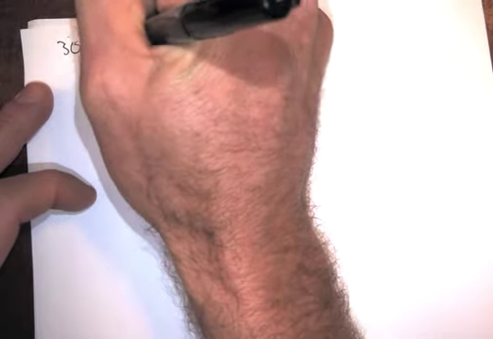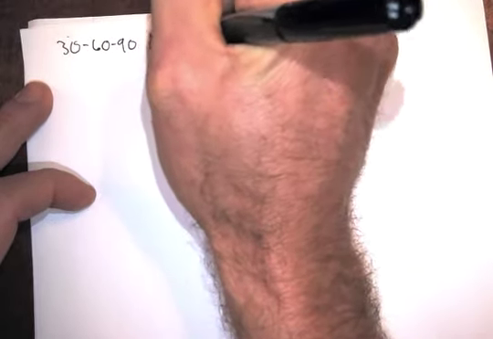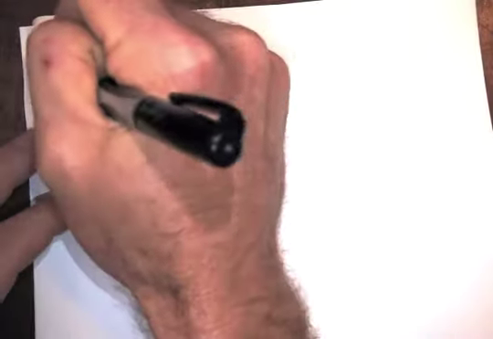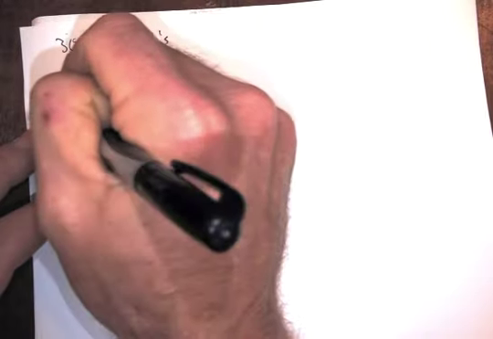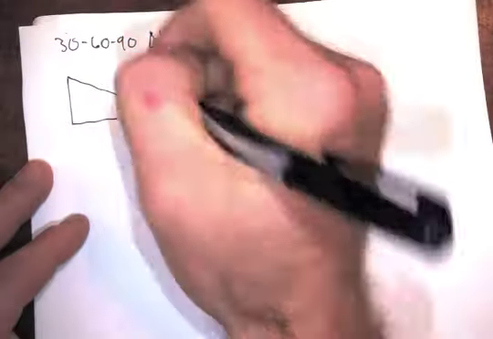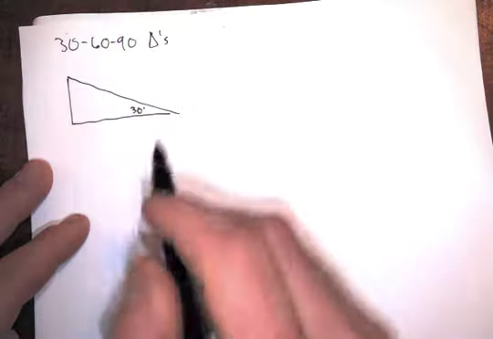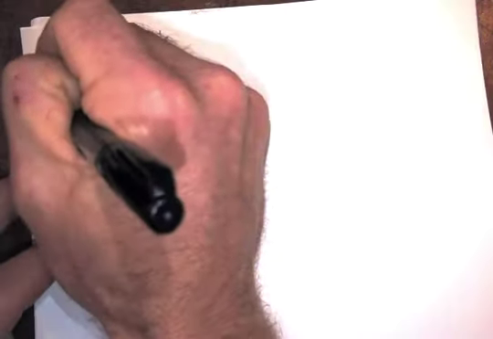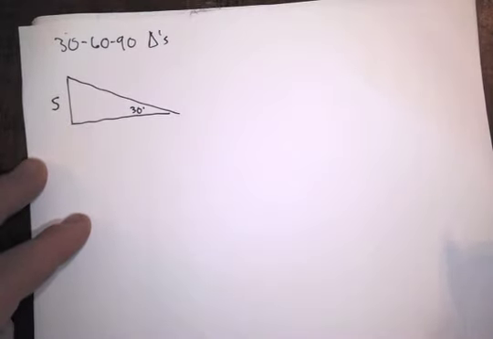Okay, 30, 60, 90 triangles. Here's what you need to know. When you draw a 30, 60, 90, you draw it with one leg shorter and one leg longer. The 30 goes here. Across from the 30 is called the short leg. I'm going to call it S.